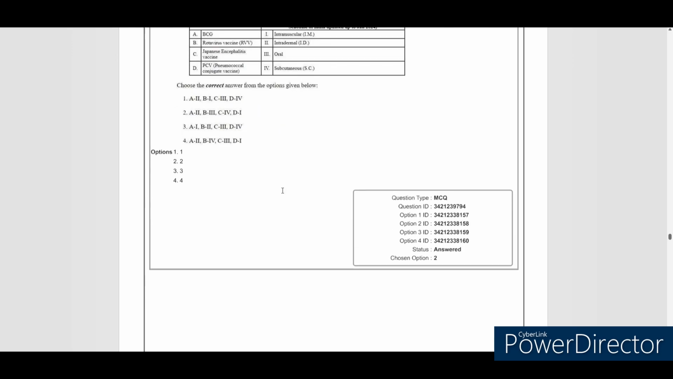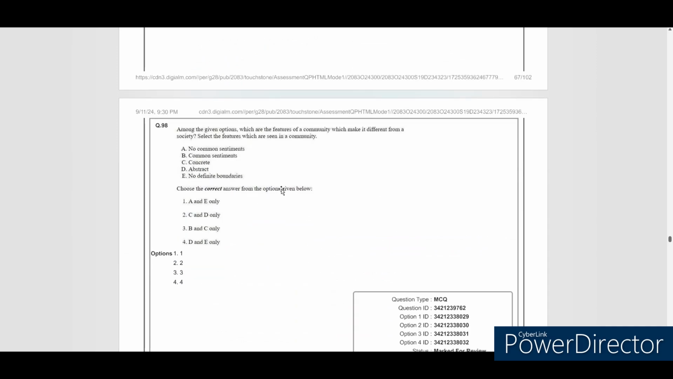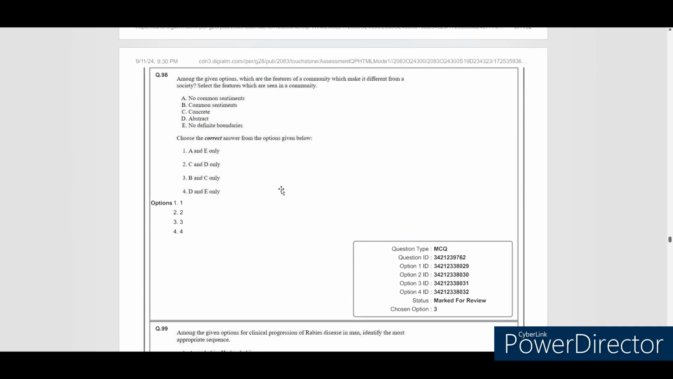Now coming to question number 98, which is also very easy because they're asking you to see the common features seen in a community. So there should be some common sentiments and that should be concrete, right? So the correct answer is option B and option C.